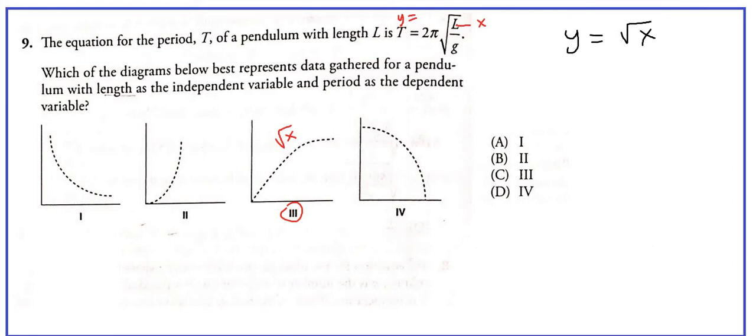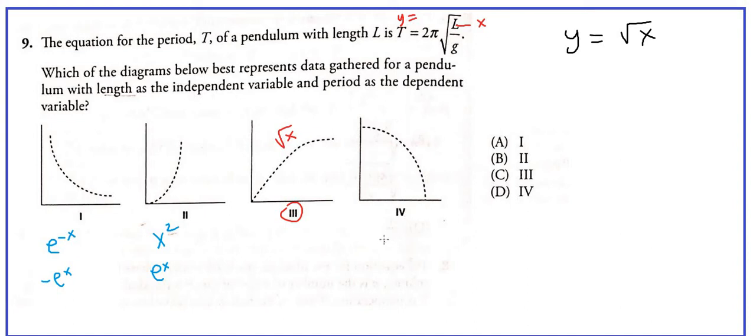The other options are: this is the equation of a decaying exponential function, so it is like e to the negative x or negative e to the x. This looks like either x squared, like a parabola, or an increasing exponential function like e to the x. This is the equation of the quarter circle.